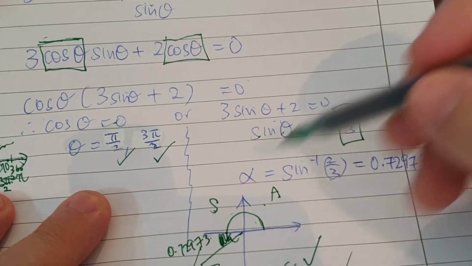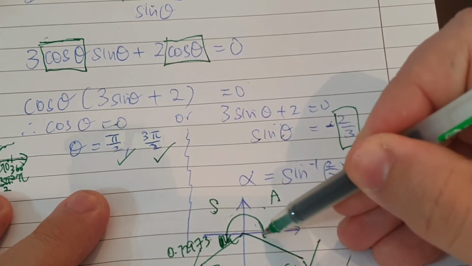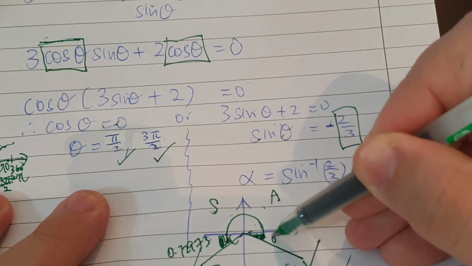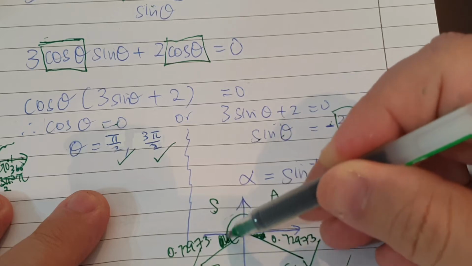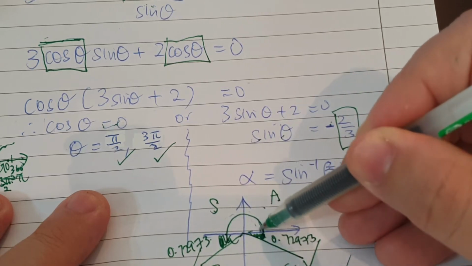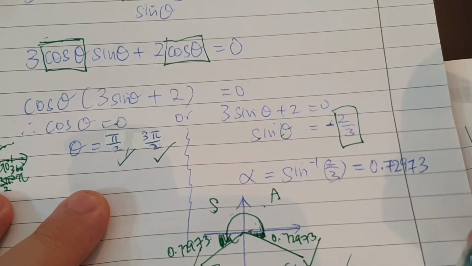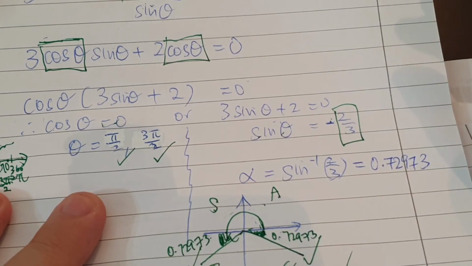Next we want here. Remember your butterfly? That means this is your 0.72973. Now isn't this whole angle 2 pi? So you take 2 pi minus this. Finish. That's all. Very straightforward, very easy.